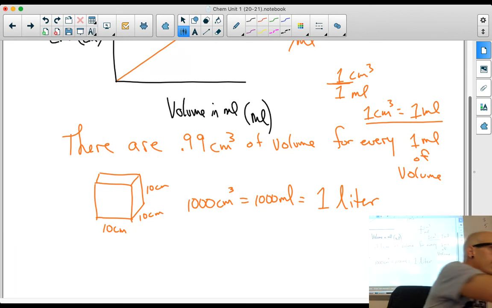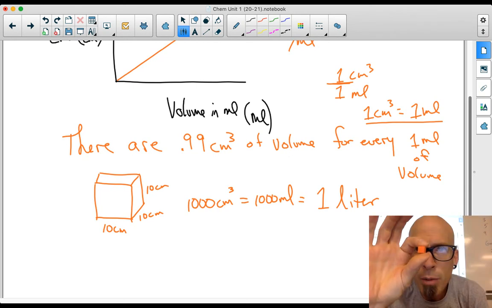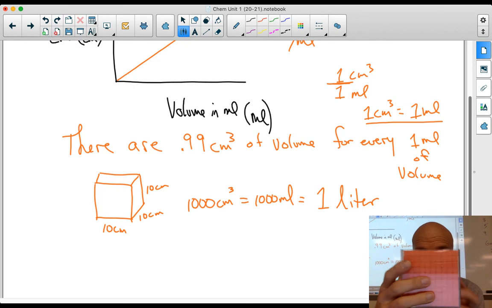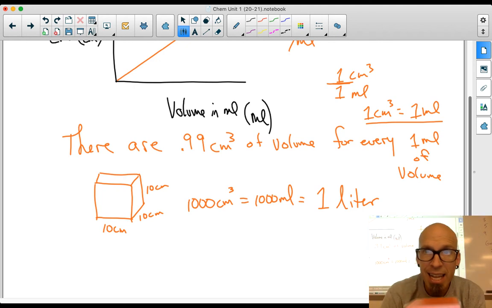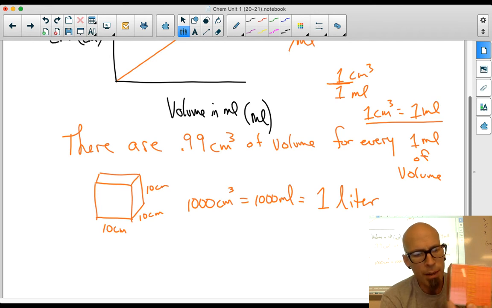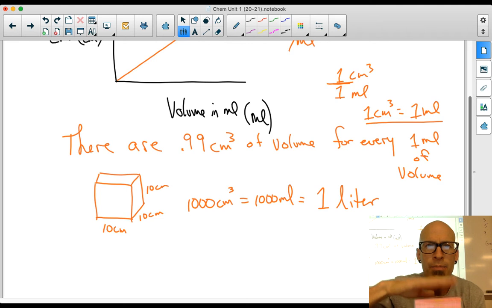Except I have one ml missing, or 1 cm cube missing. That right there, the orange part, the inside of this thing, that is 1 liter. They did this intentionally. They said, hey, if we take 1/10 of a meter, 10 centimeters by 10 centimeters by 10 centimeters, and say this box, that's 1 liter in volume.